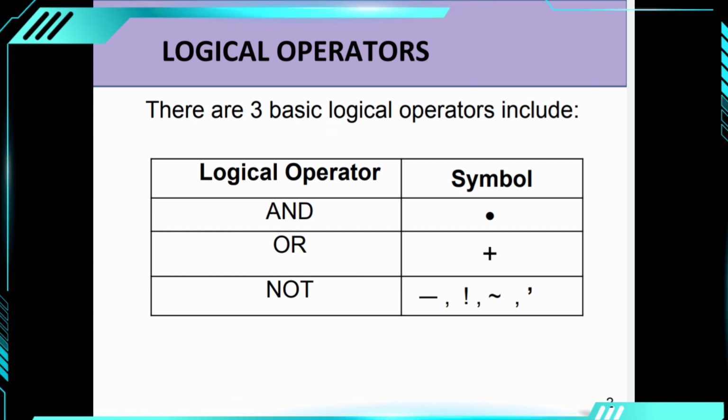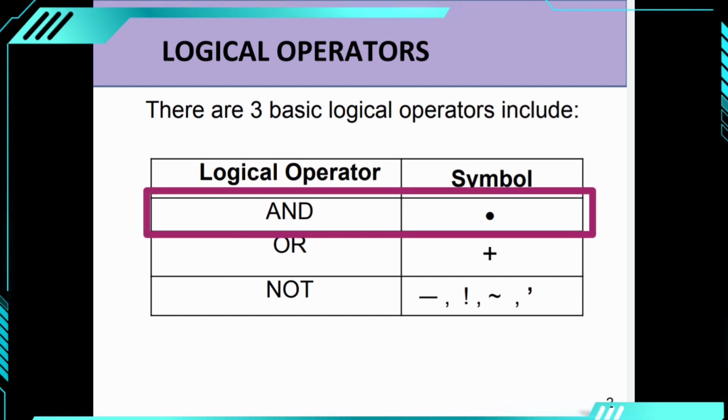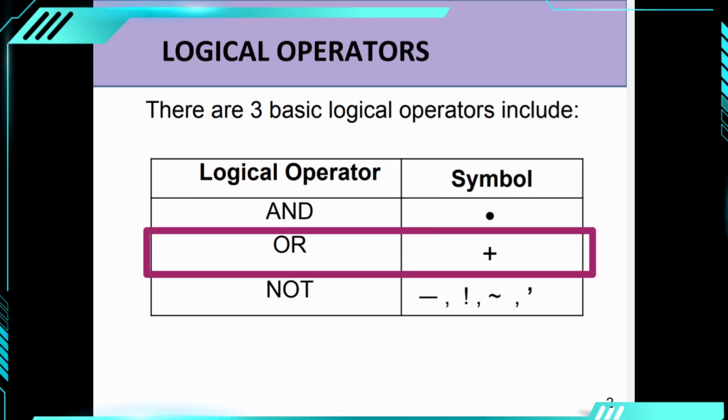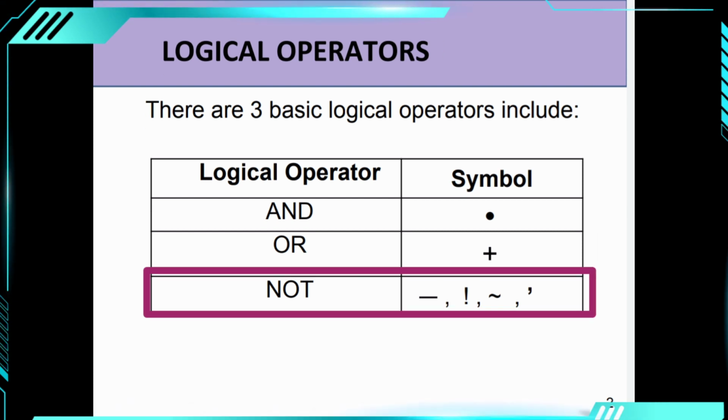There are three basic logical operators. The first logical operator is AND, and the symbol is dot. The second logical operator is OR, and the symbol for that operator is plus. And the last basic logical operator is NOT, and it has a few symbols such as bar, logical NOT, tilde mark, and prime. The only two symbols that we use in our class are bar and prime.